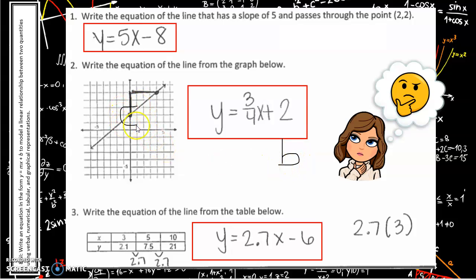Okay, if you look at where this line crosses the y-axis, it crosses it at 2. So 2 is our y-intercept. My slope is 3 over 4. I went up 3, and I went over 4. Okay, up 3 over 4. And it is a positive line. Down here, we are looking for the slope. So we are doing 2.7, 2.7, and this is a change of 2.